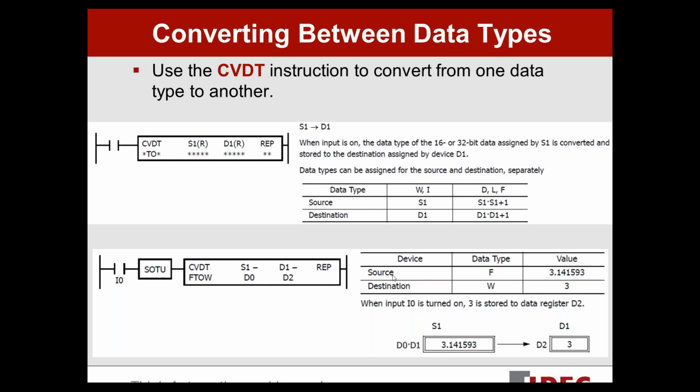So over here to the right, you can see our source as a float. We've got an example value here of 3.141593. When we do the conversion and we convert that to a word, it basically just chops off the decimal point. Right? It converts that to a 3, which is what we're seeing down here. When input I0 turned on, we've got 3.141593 in D0 and D1. That gets converted to a word and stored in data register D2 as a value of 3.